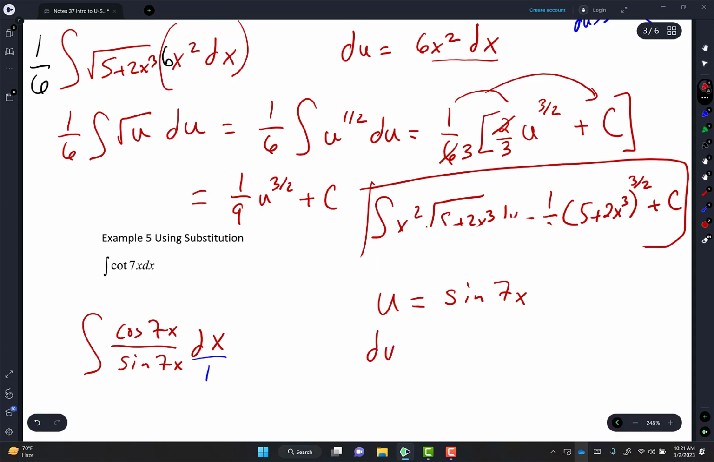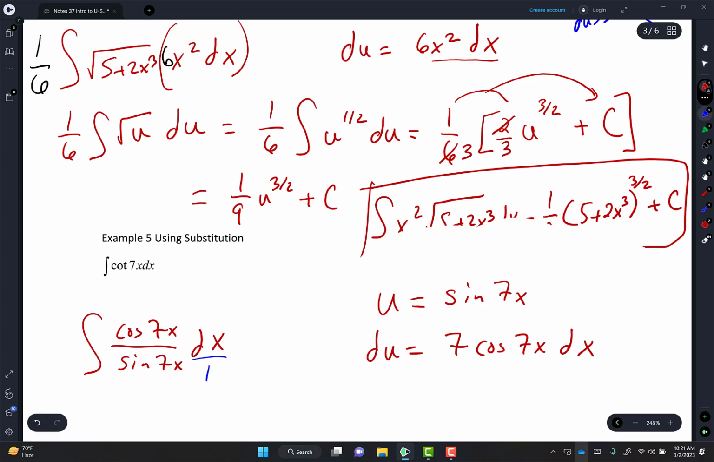du equals, what's the derivative of sine? Cosine, yeah. Cosine 7x times 7 dx. All right, so 7 cosine 7x dx. Are we still okay? So now here we go.